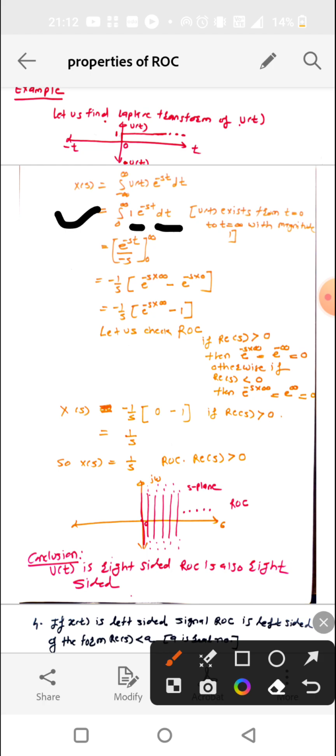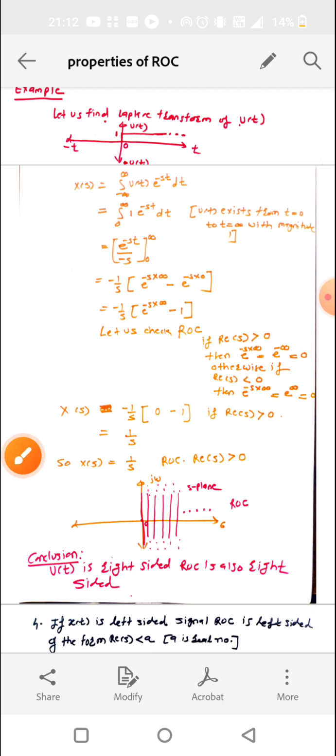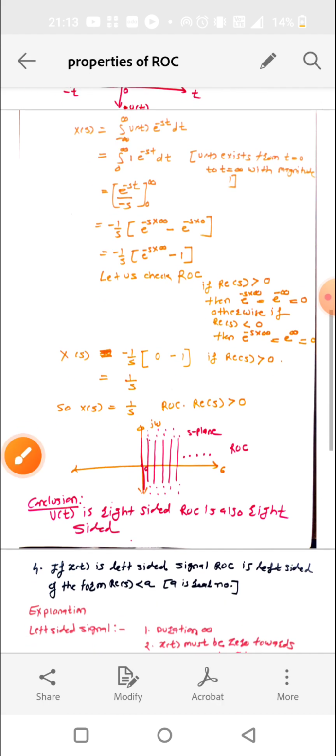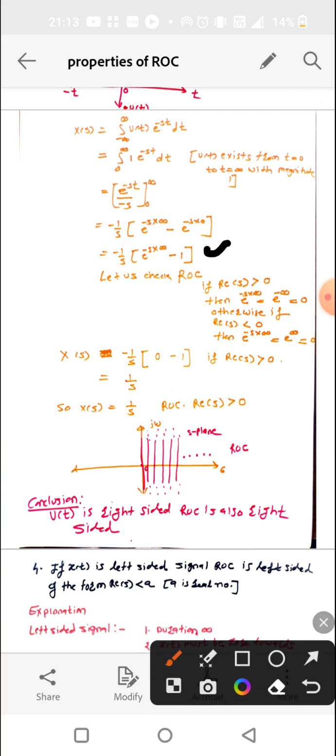Now the integration is e raised to minus st divided by minus s, from 0 to infinity. So minus 1 by s we have taken outside, and we have placed the limits: e raised to minus s into infinity minus e raised to minus s into 0. So minus 1 by s, e raised to minus s into infinity minus e raised to minus s into 0, is equal to 1/s.